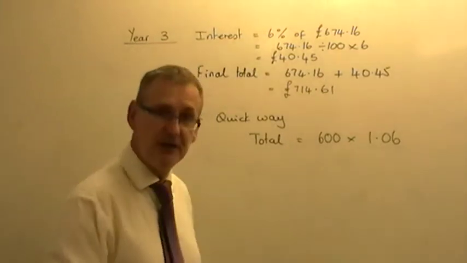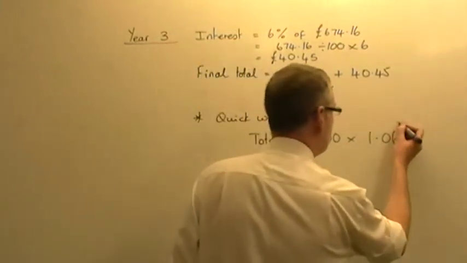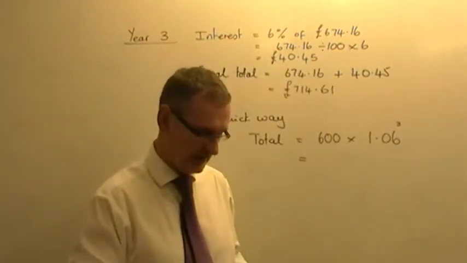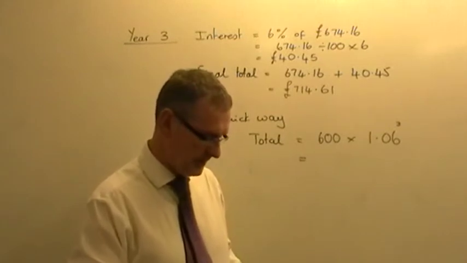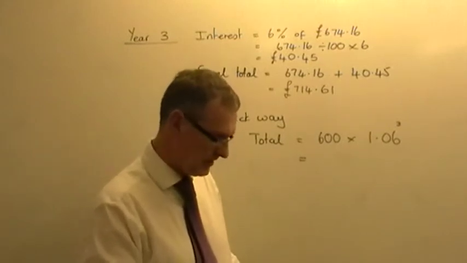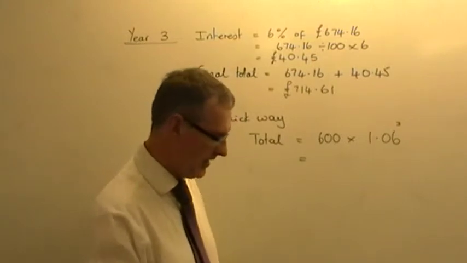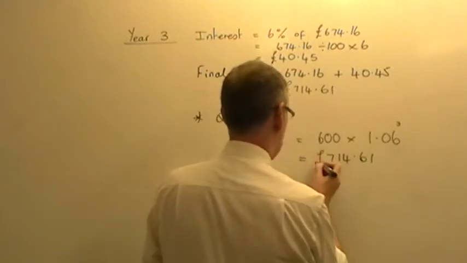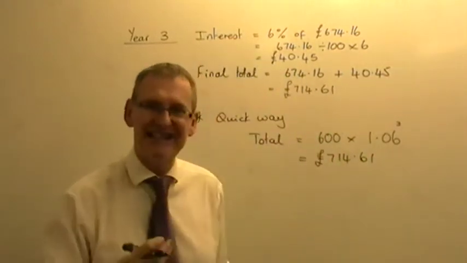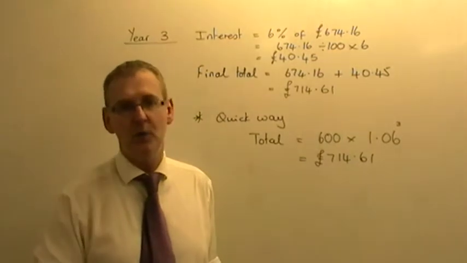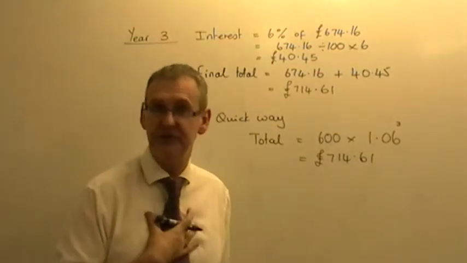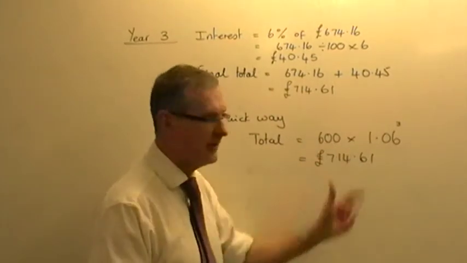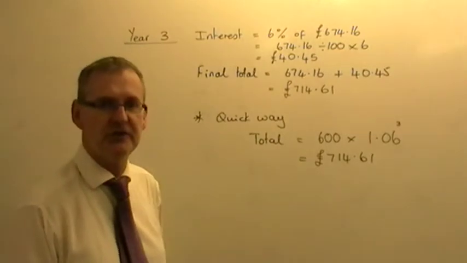If you want to do it for 3 years and leave it in the bank for 3 years, you raise that to a power 3. And that's the calculation you can do in one step on a calculator. So 600 times by 1.06 power 3, and you get an answer of £714, and believe it or not, exactly 61p, which is exactly the same answer, but I've done it in about a quarter of the time. So my preference would be, if I was doing the exam, to do it the quick way. But it's obviously a little bit harder to remember what to do. So the choice is yours.